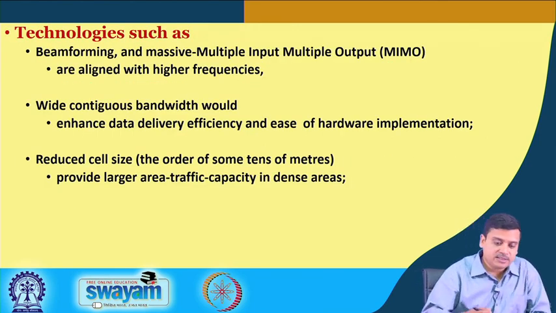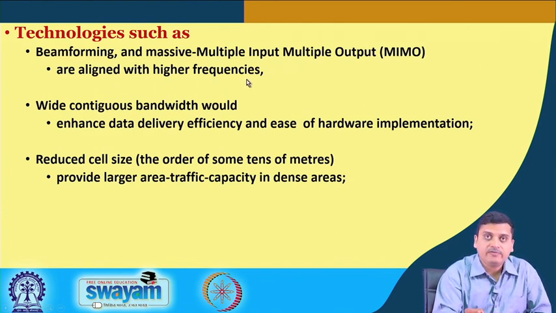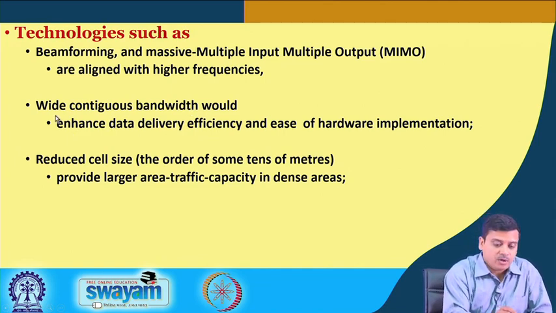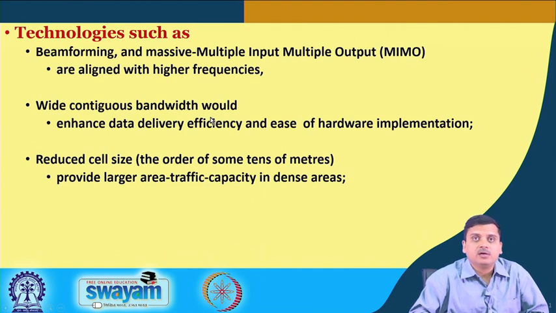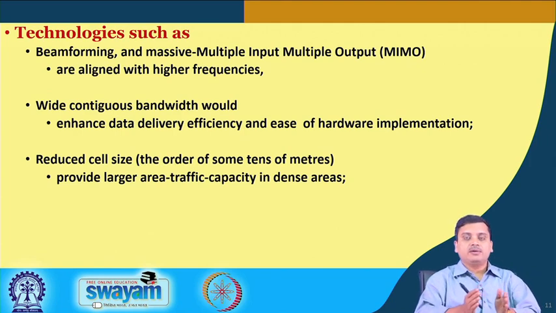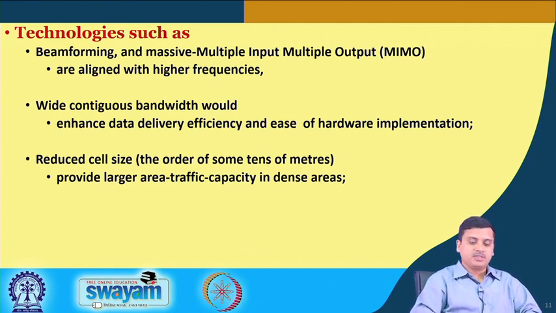And it also predicts technologies such as beamforming and massive MIMO are aligned with higher frequencies. So, we will see these things in due course as we go down. Wide contiguous bandwidth, as has been discussed, is going to enhance delivery of data, because if the user can access a huge band, then that band can be supported by various forms, which again we will come and see.